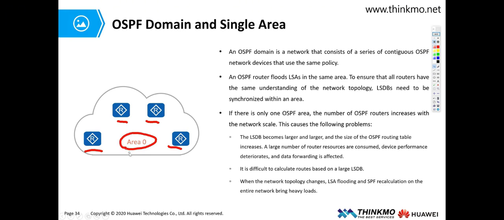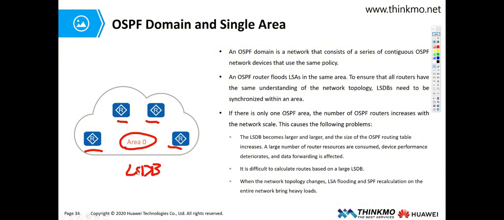OSPF entries? We say that these will increase as our network scale grows, which will lead to our LSDB, link state database, containing more and more routing entries. Consequently, our OSPF routing table will also increase. A large amount of router resources will be consumed, which will lead to a decrease in device performance, and data forwarding will become slower and slower. It becomes difficult to build the LSDB based on a large number of LSAs to calculate routes.